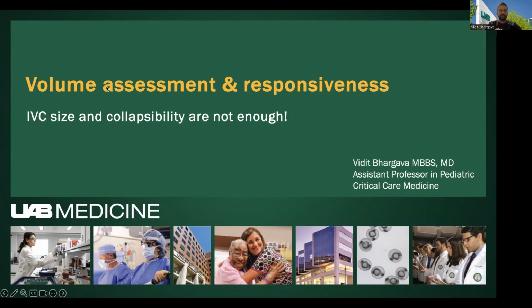And I've titled the talk as IVC size and collapsibility are not enough. It's because primarily IVC views are relatively easy to get, and all of our colleagues who start in the beginning find it very exciting and encouraging to get the IVC views and make huge treatment decisions based on that. But the more we've reviewed the data, the more we know that the size and collapsibility of IVC is a pursuit that has not really panned out well as being the only measures that can help with this assessment. So let's dive a little bit into this topic.